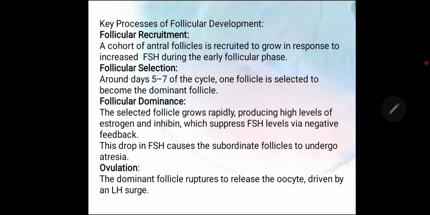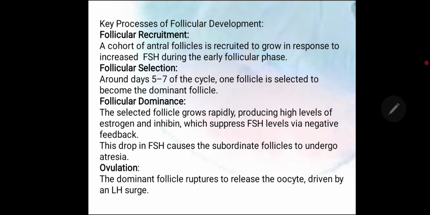This selected follicle will grow rapidly and produce high levels of estrogen and inhibin to suppress follicle stimulating hormone via negative feedback. The drop in follicle stimulating hormone will result in atresia of the other recruited antral follicles, and one follicle will dominate to be ready for ovulation in that cycle.